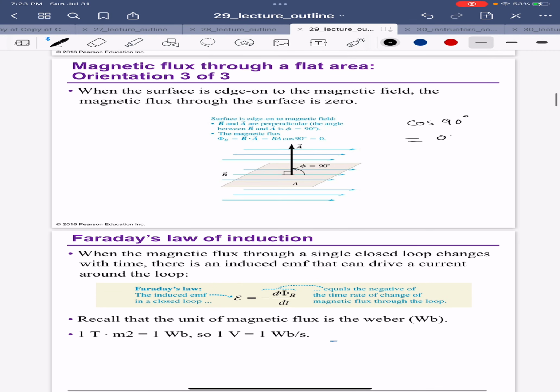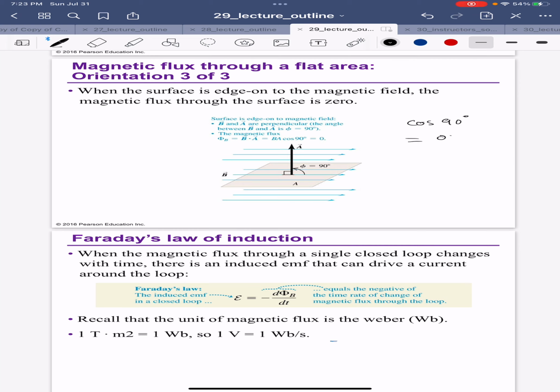Faraday was able to relate changes in flux to the induced EMF, and we call this Faraday's law of induction. He said when the magnetic flux through a single closed loop changes with time, there is an induced EMF that can drive a current around the loop, and that EMF has to do with the change in the magnetic flux.